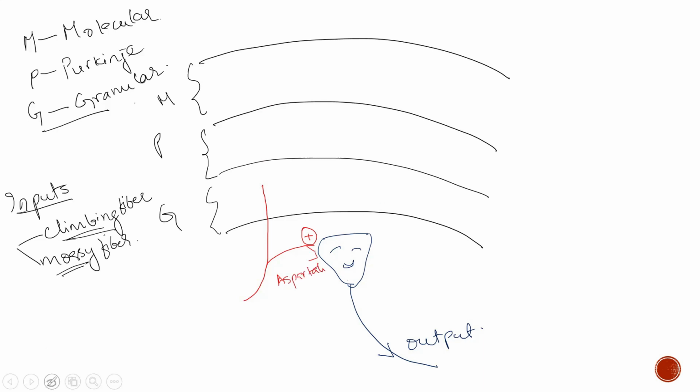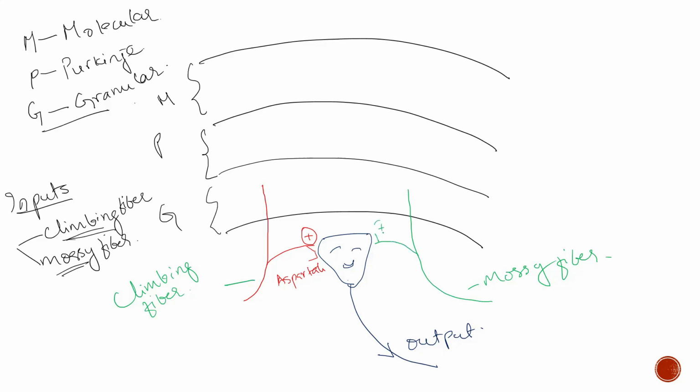How about mossy fibers? Let me trace a mossy fiber also. Let me take another color, maybe the green one. This is my mossy fiber, and this is my climbing fiber. Don't forget, the climbing fiber is coming from the olive. Mossy fibers are any other fibers. So when the mossy fiber enters the layers of the cerebellum, it also gives a stimulatory connection to the deep nucleus of the cerebellum. This is called the deep nucleus.